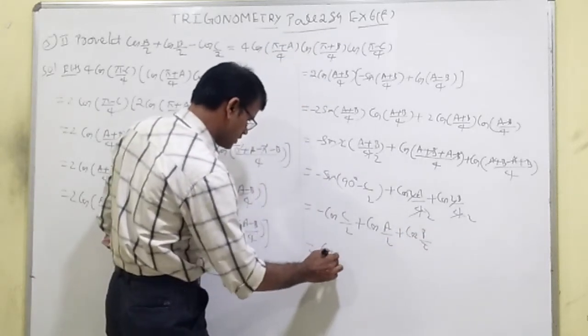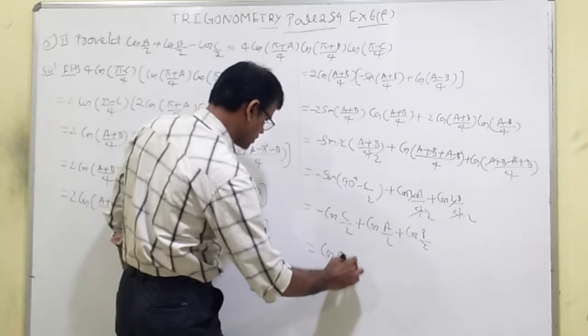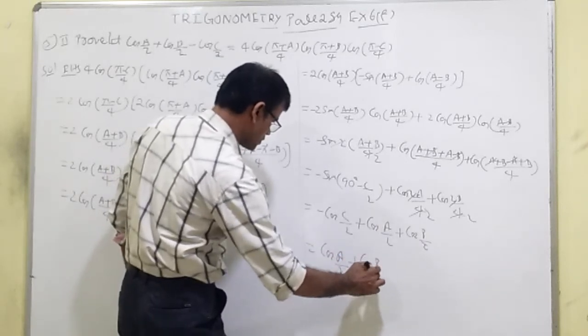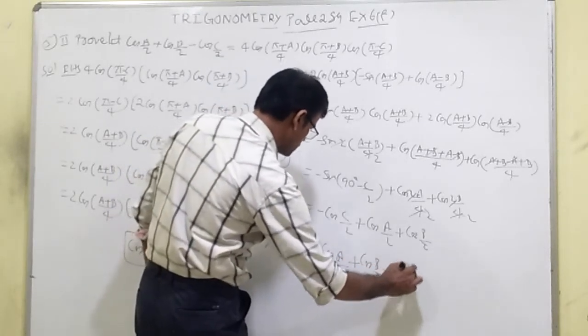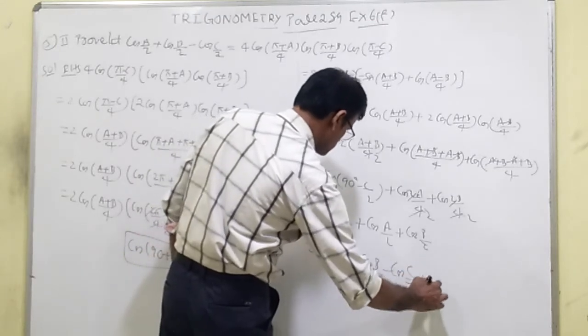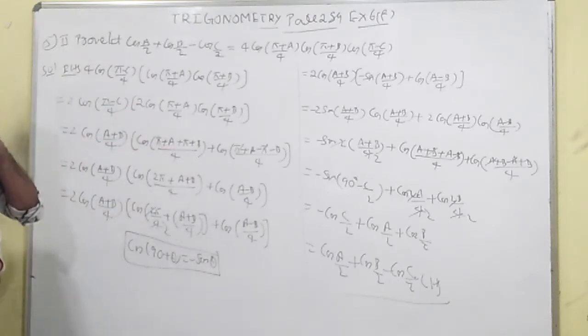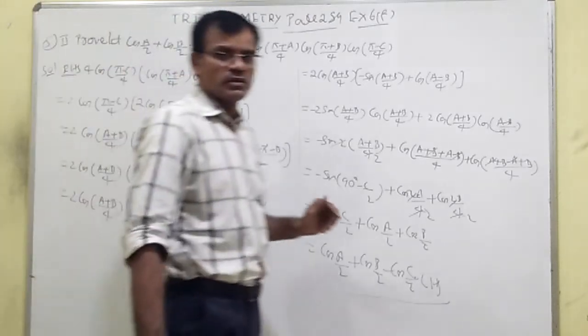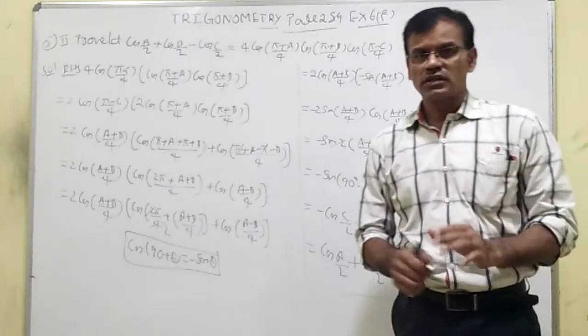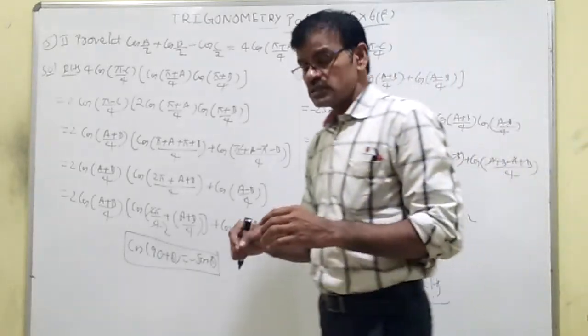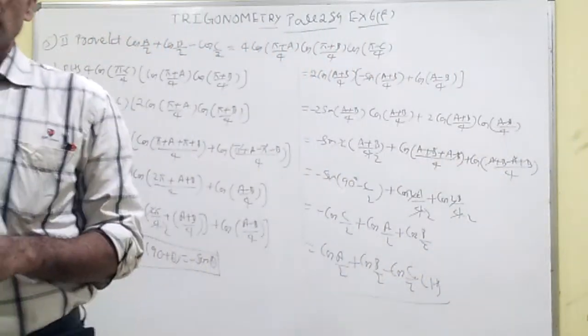That is equal to cos a by 2 plus cos b by 2 minus cos c by 2. This is LHS. So from RHS to LHS we have proved. This question and the first question are the same model. Now let us discuss the third question in the fifth Roman.